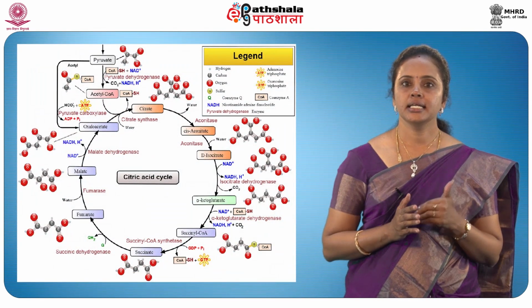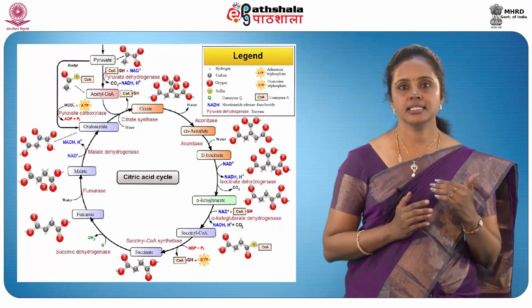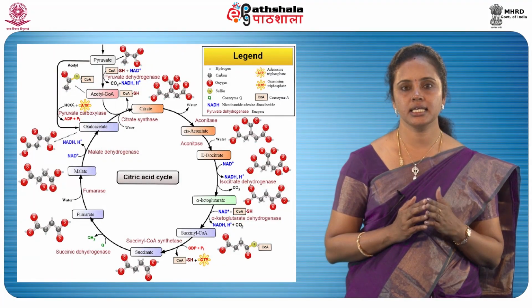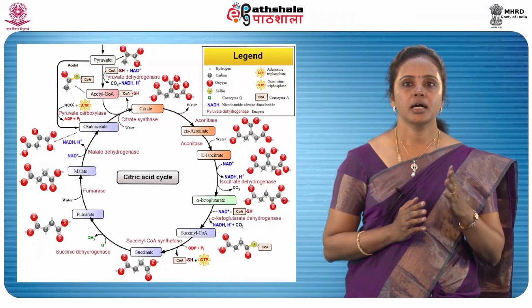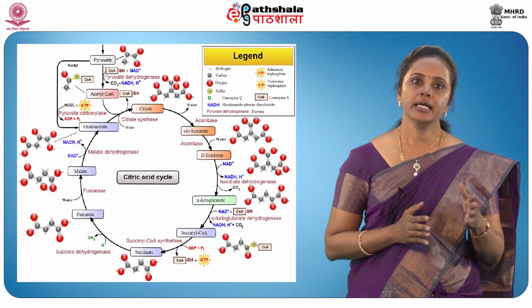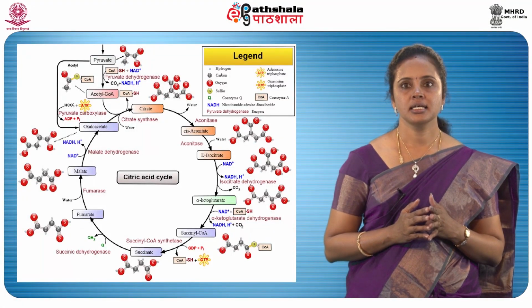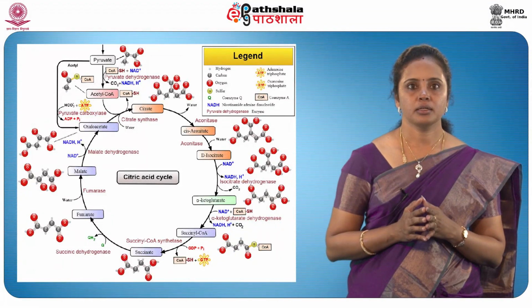Now, let us see the reactions one by one. The first reaction of the citric acid cycle is catalyzed by the enzyme citrate synthase, where, as I told you earlier, acetyl-CoA combines with oxaloacetate to form citrate. In reaction 2, the enzyme aconitase catalyzes the conversion of citric acid to isocitrate.